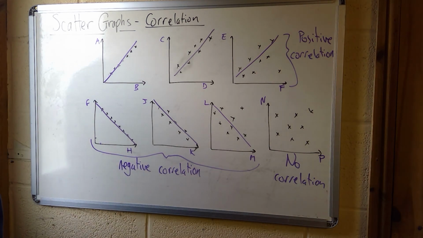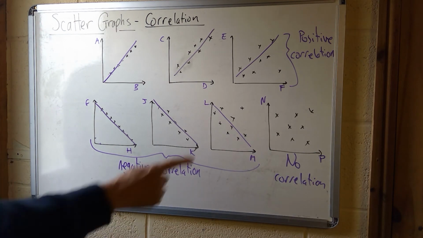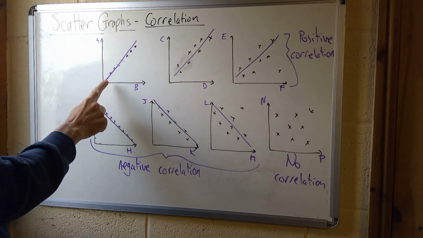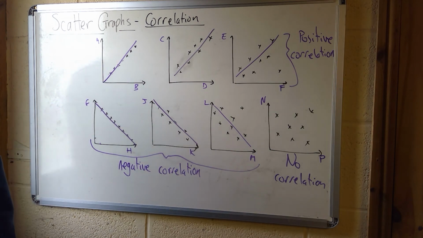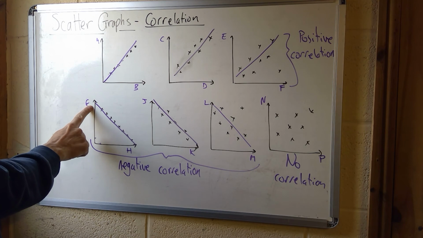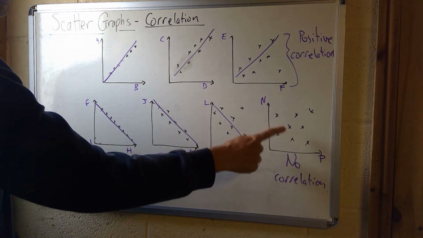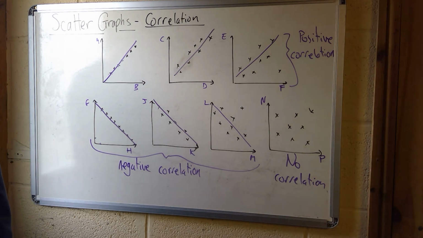So the correlation is all about how the variables connect. So positive correlation, as one variable increases, so does the other. With negative correlation, as one variable increases, the other decreases. And with no correlation, there is no connection between the 2 variables.